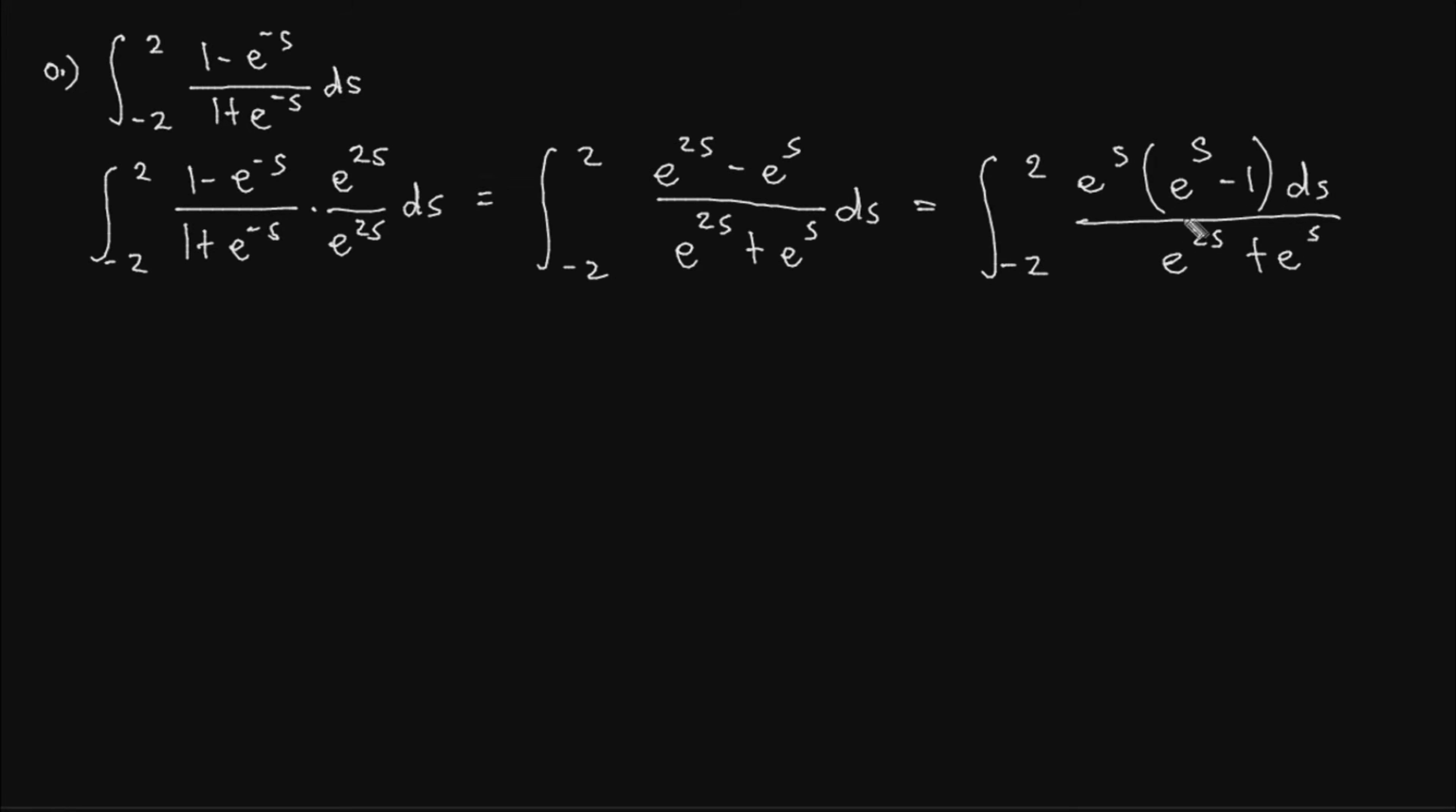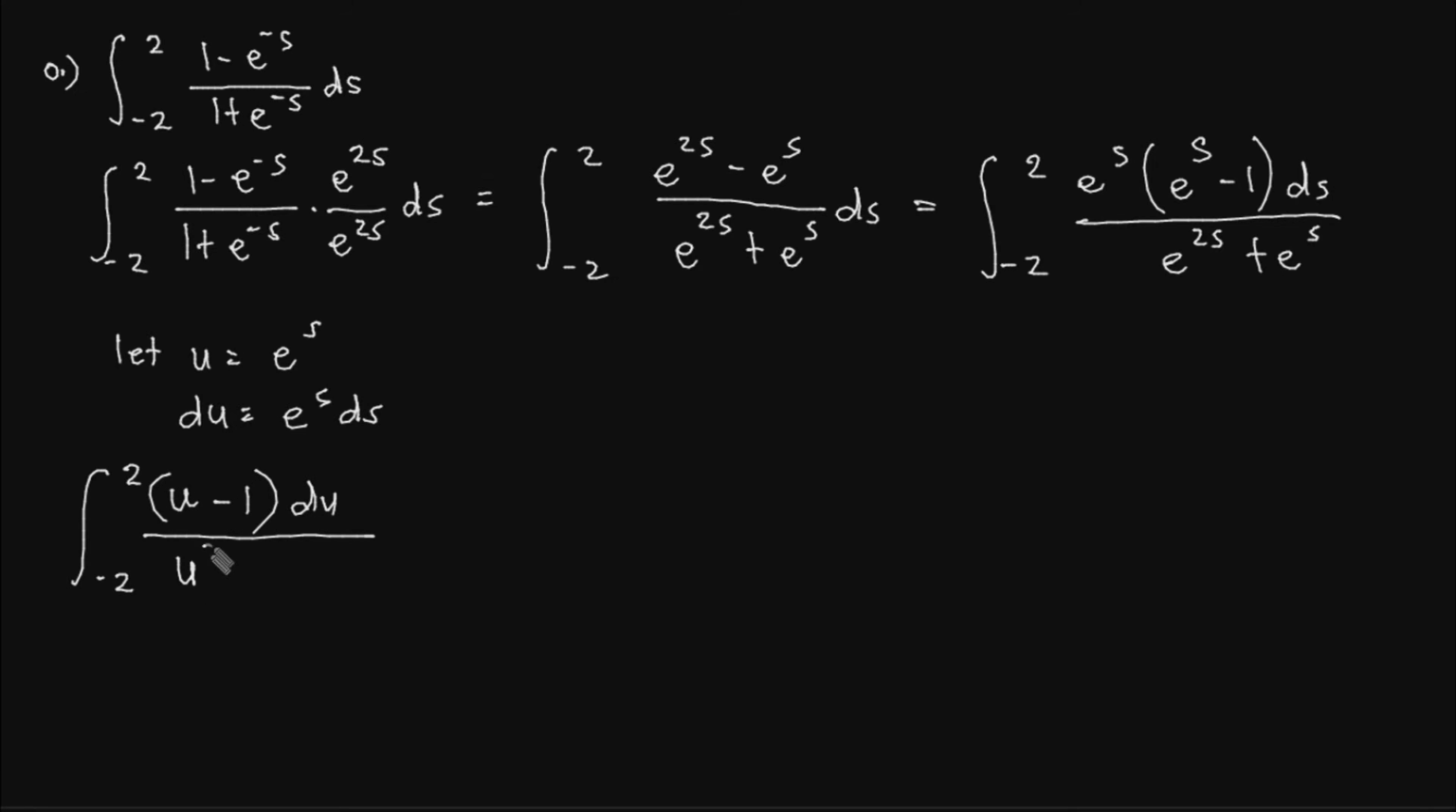Okay, so with this, ano ba yung sense ba't ko ginawa itong ganito? Kasi I will let u equal to e raised to s. So with this, if I try to differentiate this becomes e raised to s and then ds. Now, this is the exact derivative of this expression. And then I can represent this e to the s na natira in terms of u. So this becomes negative 2 to 2, and then that is your u minus 1 du, and then divided by u squared plus u. Okay, so hopefully na-guess nyo kung bakit naging ganito na siya ngayon. So it's a lot easier to integrate this, no?